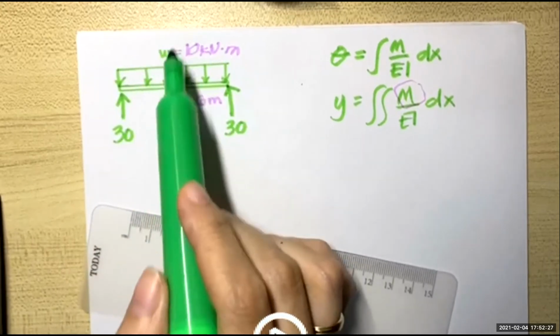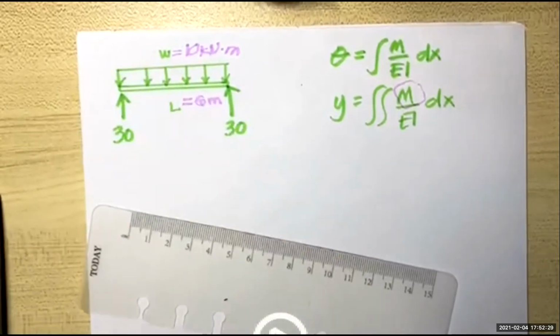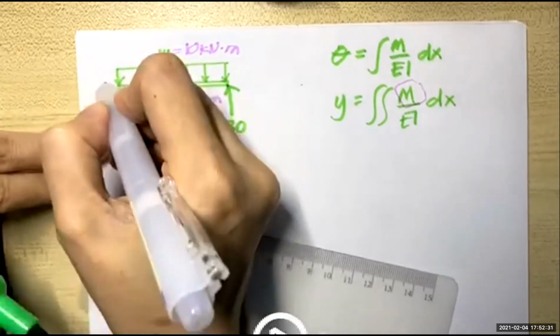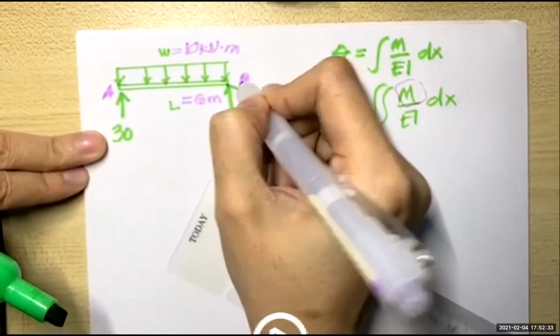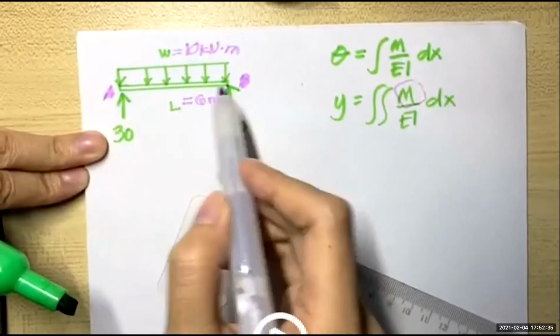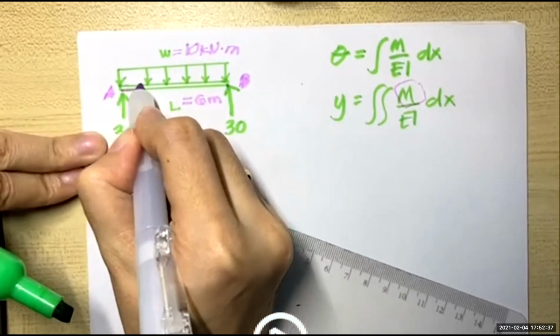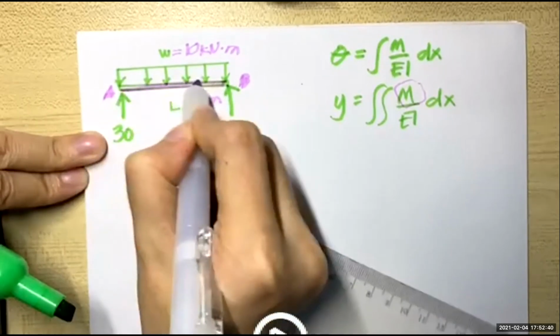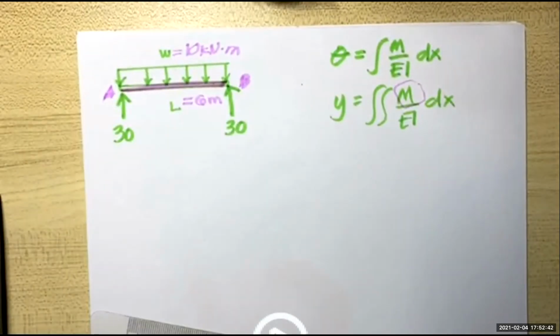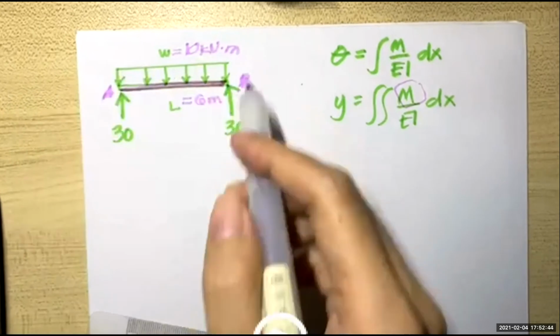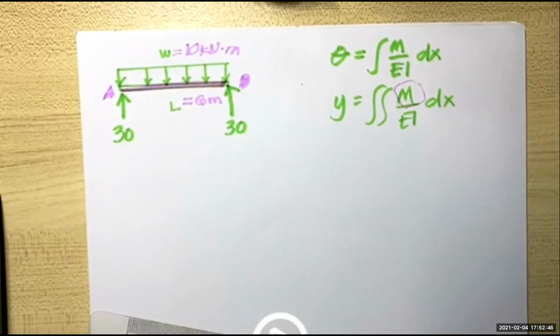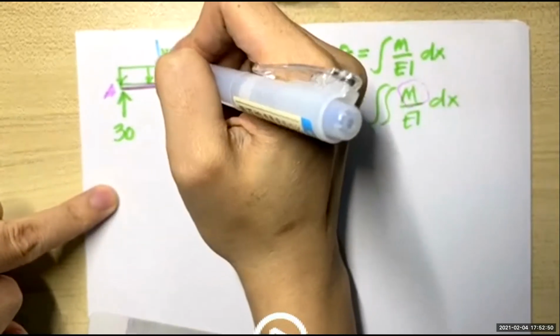So walang maghahati sa beam sa dalawang segment. So this is just one segment, segment A, B. Wala kang concentrated load, so hindi nahati yung beam. So meron lang tayong one segment. Now, pag may one segment, ikakat lang natin siya anywhere along the beam. So cut natin siya.